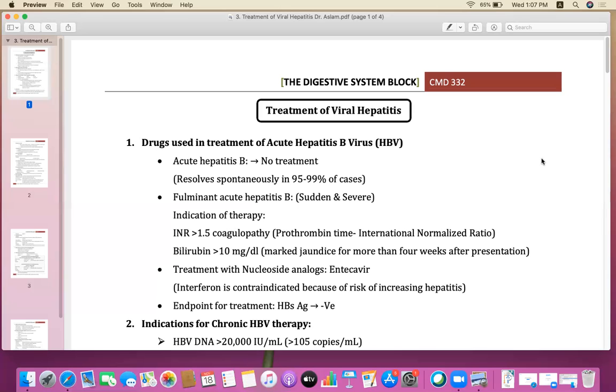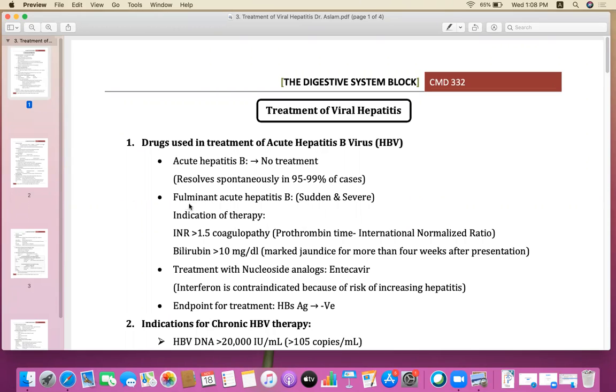The drugs which are used in the management of acute hepatitis B virus include, if there is acute hepatitis B, generally no treatment is needed because in most of the cases, near about 95 to 99% of the cases, it resolves spontaneously, automatically.